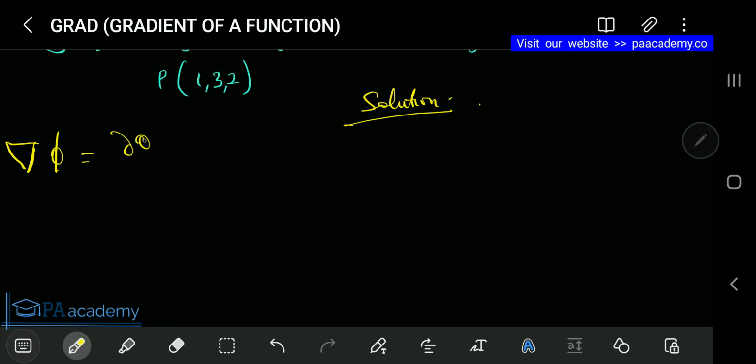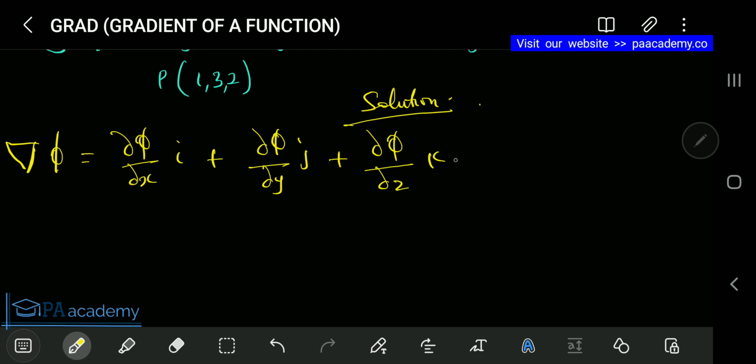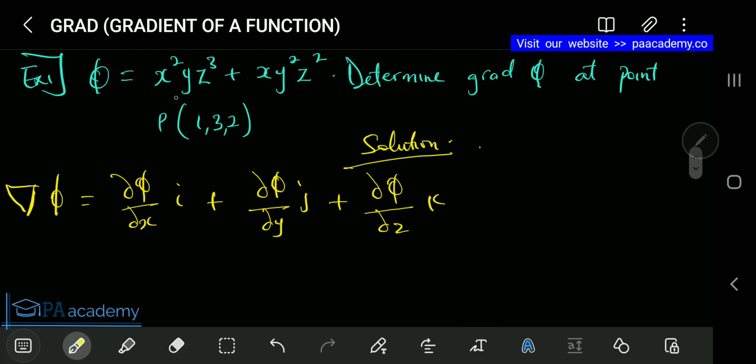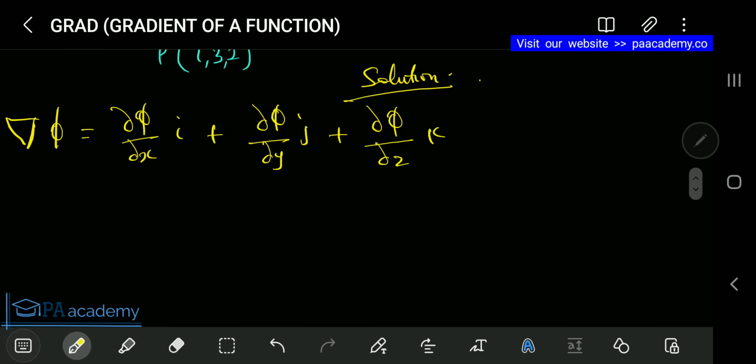So that will be partial differential of phi over x, plus partial differential of phi over y, j, plus partial differential of phi over z, k. So now let's put in the values. Now recall that from the question we are given the value for our phi. So now let's do the first one, which is the partial differential of phi with respect to x.